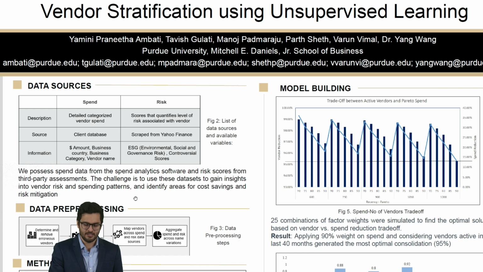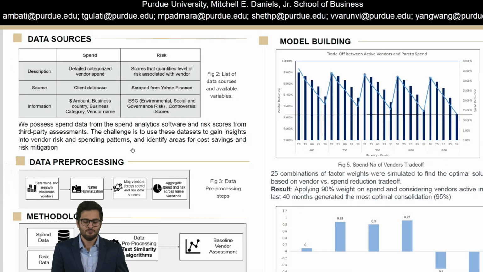Now, the first step in data pre-processing was we first did some variable data cleaning and missing value imputation on the spend data. After that, we had to perform name normalization to remove duplicacy in the spend database on the basis of the name of the vendors. Then we had to find a method with which we could unify the spend and risk data on the basis of vendor names and bring it into one database.